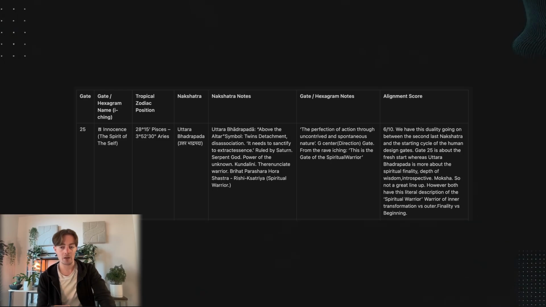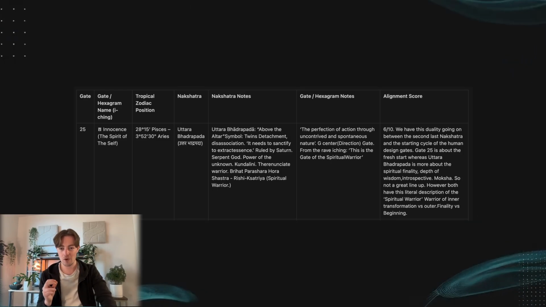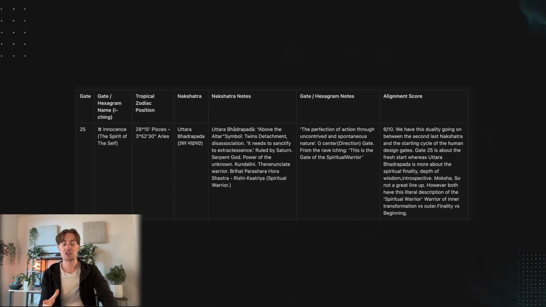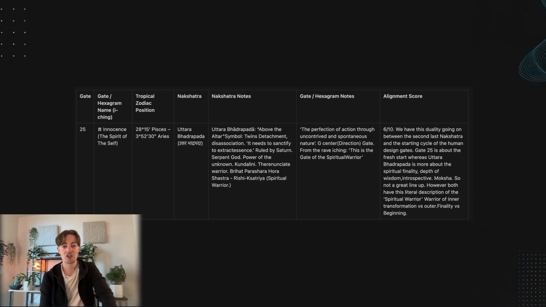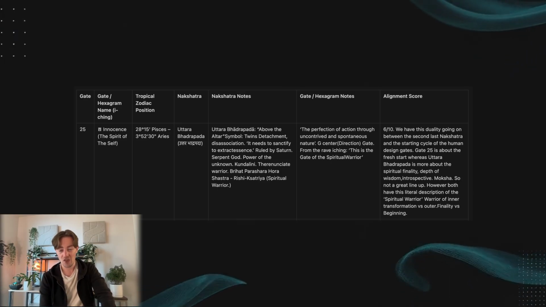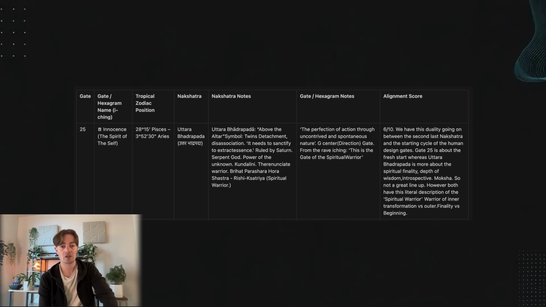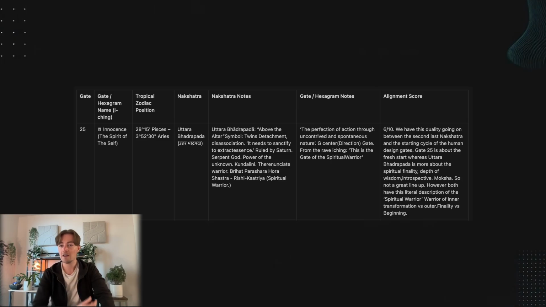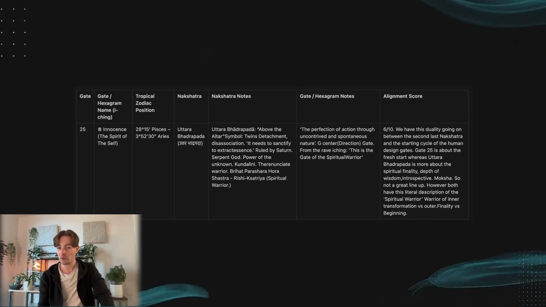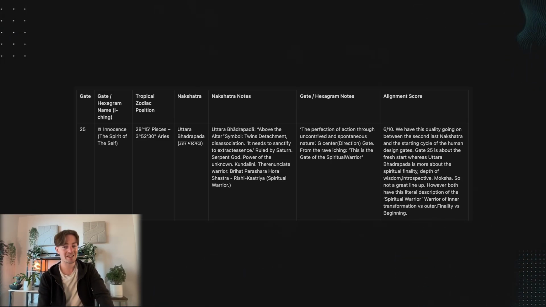So it's not a great lineup there, but however, we both have this literal description of the spiritual warrior, this initiatory, divine initiation to the pattern of the archetypal energy. The warrior of inner transformation versus the outer finality in the beginning. The Brihat Parashara Hora Shastra, the authoritative ancient Vedic text on Jyotish, specifically mentions the Rishi Kshatriya class, spiritual warrior, whereas in the I Ching, a completely unrelated text, we get a description that this is the gate of the spiritual warrior. Why spiritual warrior?